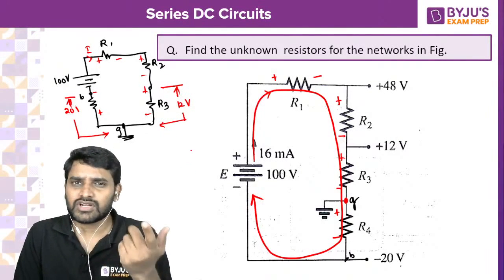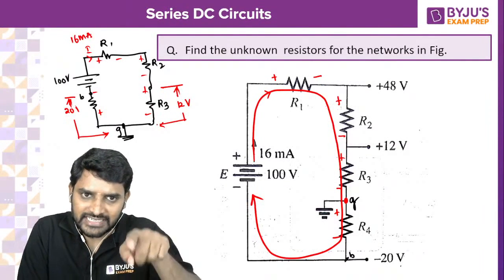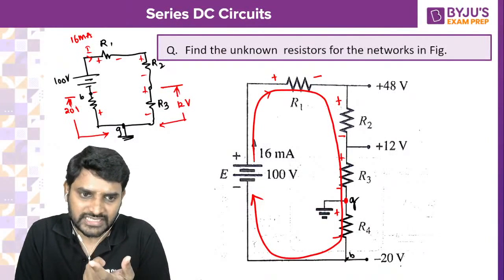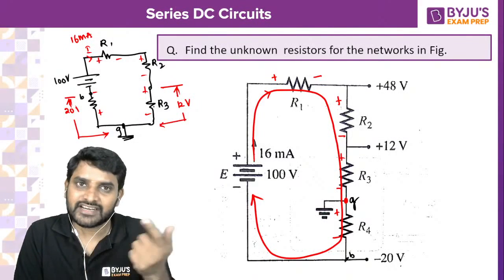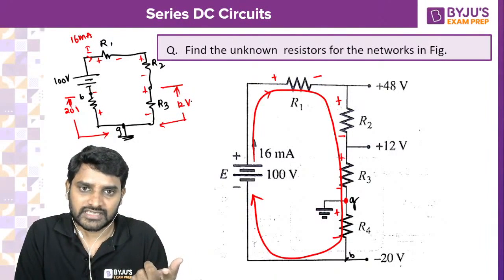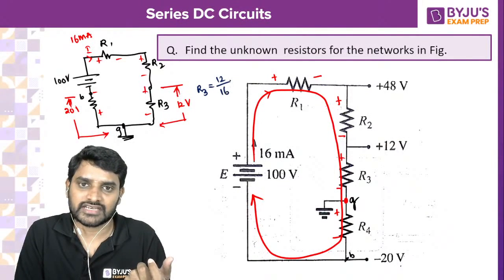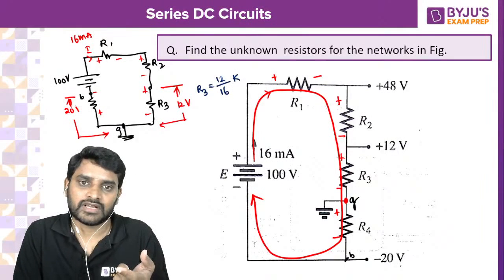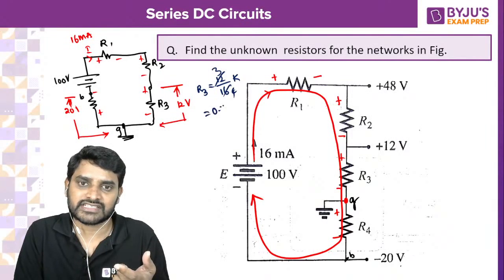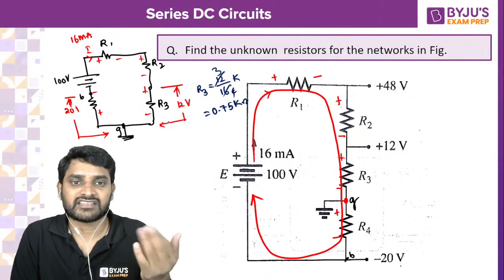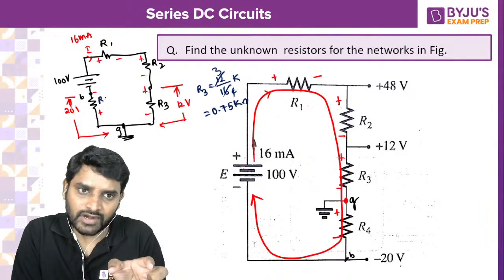You know the current in each and every element. How much is that current? Current is 16 milli. Current into resistance is equal to voltage. We know the voltage across R3 already, that is 12. So R3 is voltage divided by current, 12 divided by 16 milli, going up to kilo. 3 fours are 12, so 3 by 4, that is 0.75 kilo ohms. R3 is 0.75 kilo ohms.